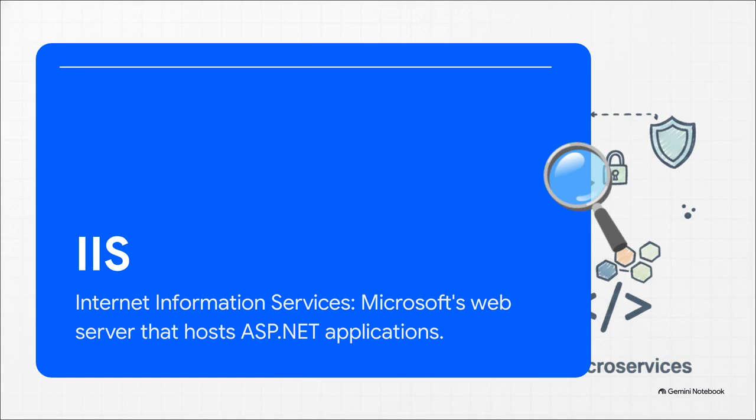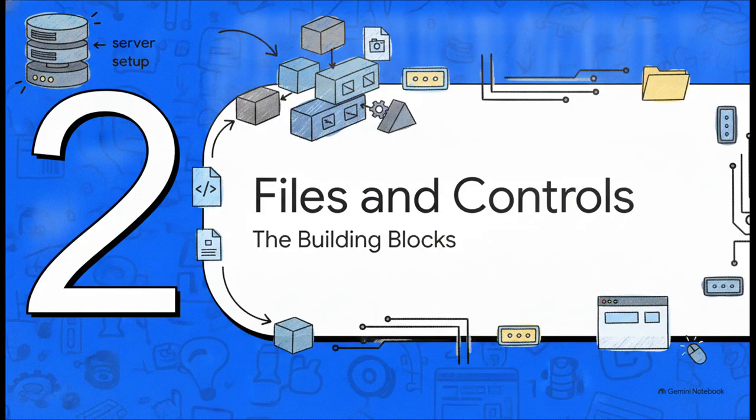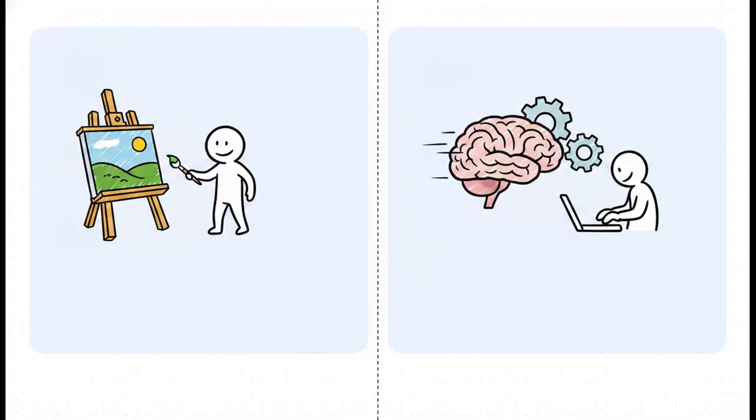You know, you can even check if it's running on your Windows machine right now by just opening a browser and typing http://localhost. Moving right along to Section 2, Essential Files and Controls. These are your building blocks. If you only remember one major difference for the midterm, please make it this one.